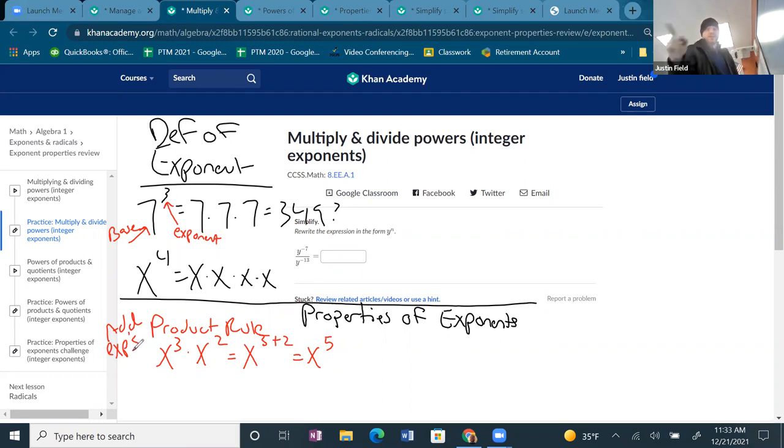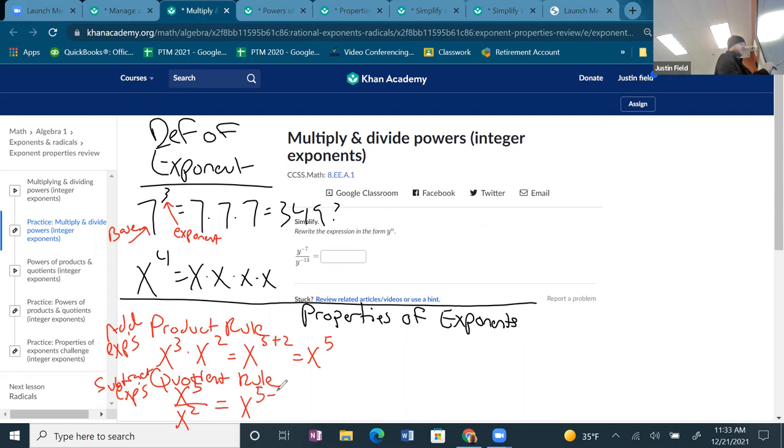There is also the quotient rule. I bet you're guessing, is that where we subtract the exponents? Yes, it is. Okay, so let's use some different numbers. X to the fifth over x squared would be x to the 5 minus 2, or x to the third. So if you see a fraction, fraction means subtraction. And if you see a product, that's plus. We add them together, product plus.